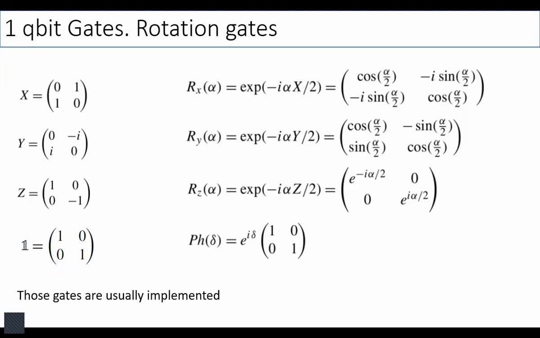Typically those gates are implemented in quantum systems, because you have these Pauli matrices, which are the basic blocks of everything. If you can implement them as an energy operator, you can implement those rotations. So the last operator corresponds to identity. This is just adding a constant, multiplying both coefficients by a constant.